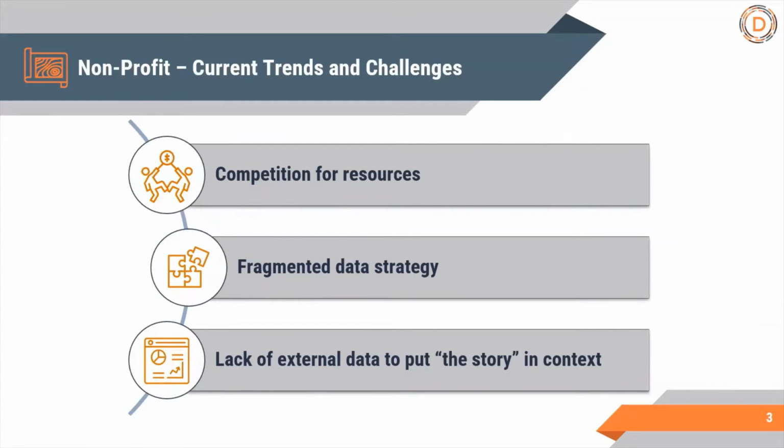So let's take a quick look at the nonprofit landscape. As you're probably all aware, there's some pretty stiff competition for the resources nonprofits need to meet their mission. And we all know that having data to tell your story helps you to stand out in the crowd. But nonprofits often have a fragmented data strategy that doesn't allow them to optimize the data that they actually have. And in addition to a nonprofit's internal data, there's often a lack of knowledge about how to find external data to put that story in context and make it more compelling.